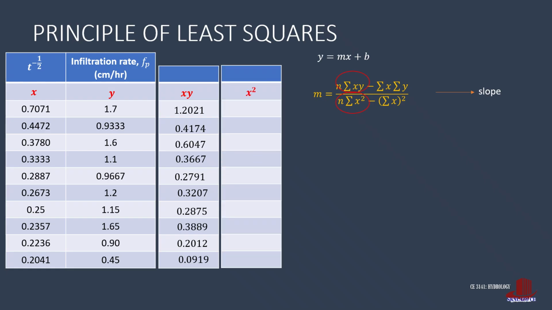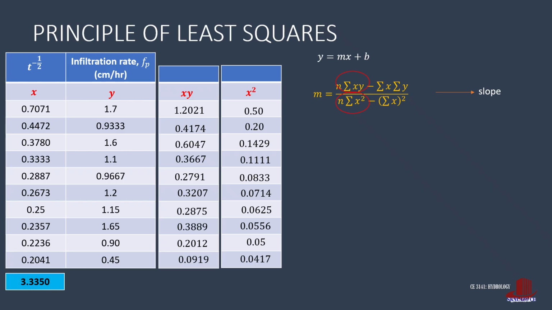There is another parameter which needed a column to compute, that is the square of x. So the fourth column starts with the square of 0.7071, which is 0.5, all the way to the square of 0.2041, which is 0.0417. Add all the values from each column, giving 3.335 for the summation of x, 11.65 for the summation of y, 4.1602 for the summation of xy, and 1.3185 for the summation of x squared.